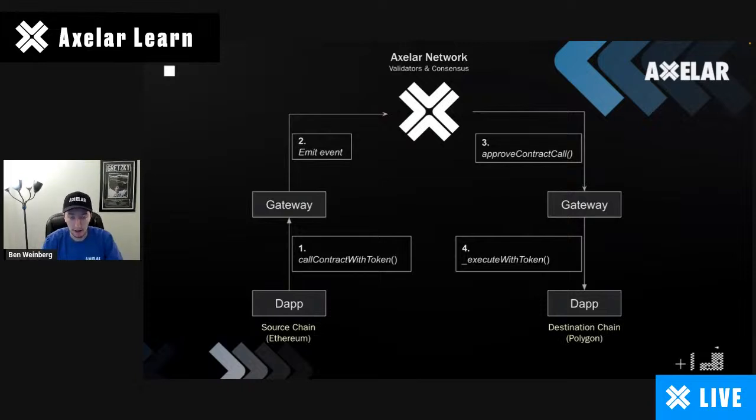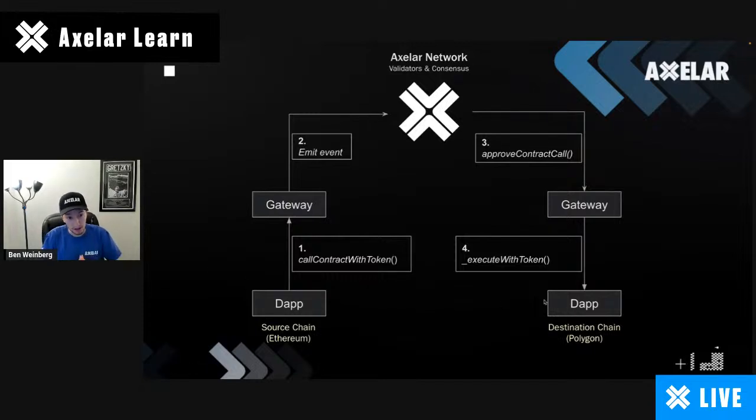Imagine we have a smart contract powering some dApp, which we have deployed on two blockchains. If you look at the bottom left corner here, we have our dApp, which is deployed on Ethereum. And on the bottom right corner, we have the same dApp, which is deployed on Polygon. Now imagine we want to send a message from our dApp on Ethereum to our dApp on Polygon.